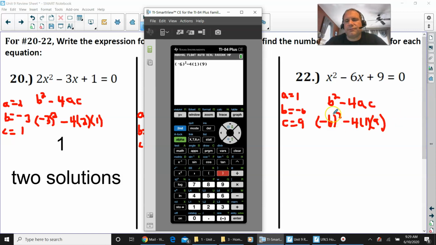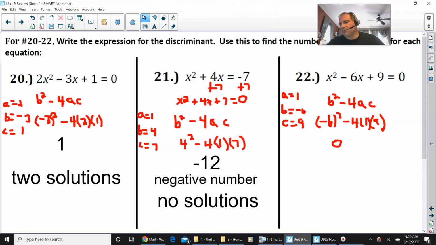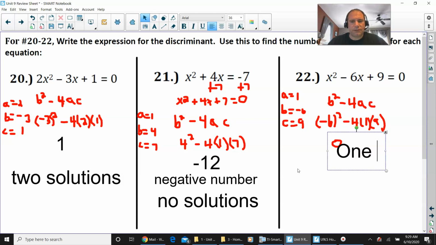Okay, so I substituted the b squared in, and b is a -6, so -6 squared, making sure I put it inside parentheses just like I have in my calculator, minus 4 times a, which is 1, times c, which is 9, positive 9. So all of that, I'm going to press enter, and I get a 0. 0. What does that mean? A 0 means that there is only one solution.